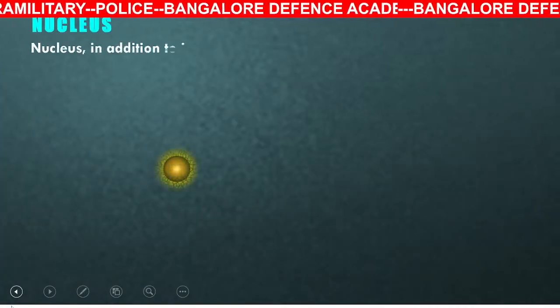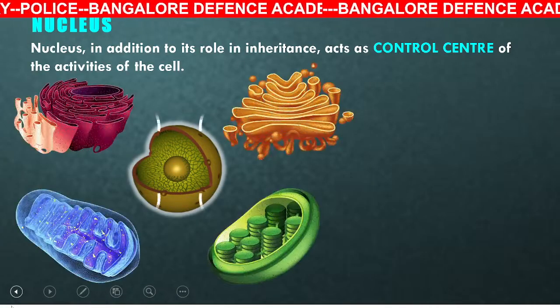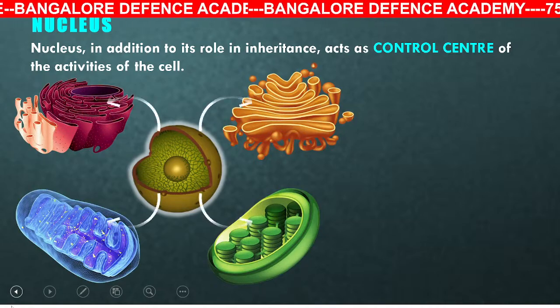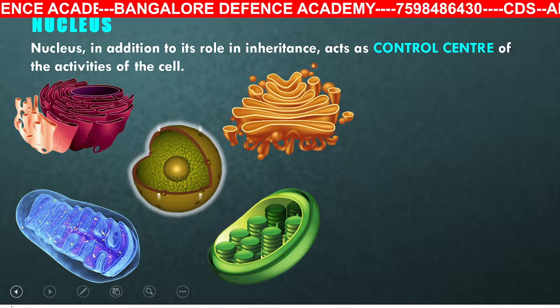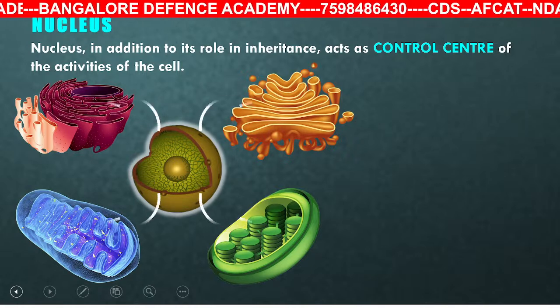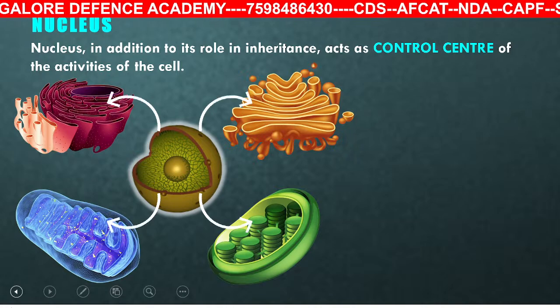Okay, next. The nucleus, in addition to its role in inheritance, acts as the control center of the activities of the cell. So it's very important. This will determine how the other organelles should function. Okay, so let us try to see this in detail.